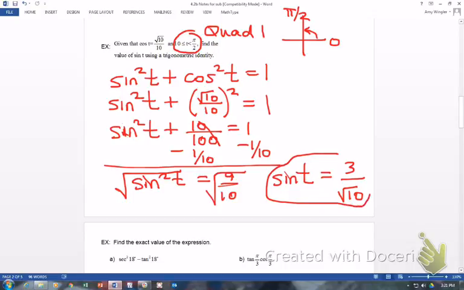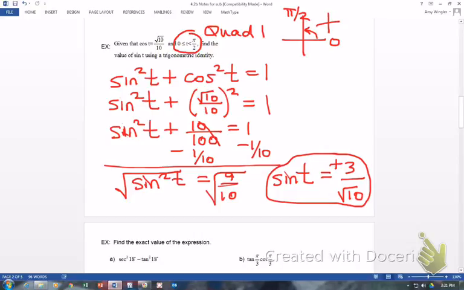Normally in Algebra 2, when you take the square root of both sides, you would include a plus or minus in your answer. We only want positive answers because we are working in quadrant 1. In quadrant 1, everything is positive. So sine is equal to the y value. The y value is positive in quadrant 1, so we only want positive answers. We don't include the minus with this.